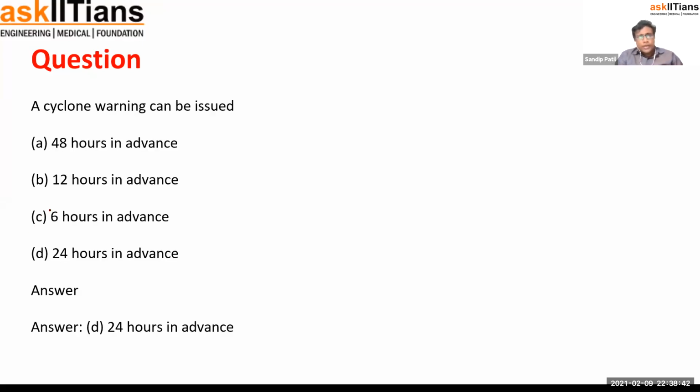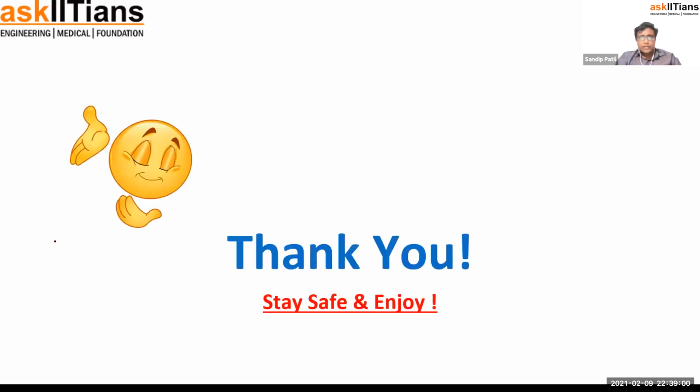Then cyclone warning can be issued. Right. Also, we have seen this part too. Right. And because of the technology, because of the different satellites, we get the information beforehand nowadays, and we can get the cyclone warning 24 hours in advance. Okay. Good. So this is the whole chapter of the winds, storms, and cyclones.